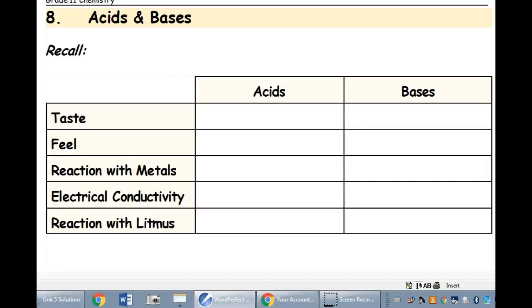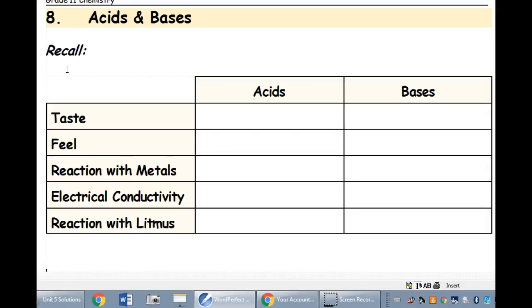So in today's lesson, we're going to be talking about acids and bases. I'm not sure how much you remember about acids and bases from grades 9 and 10 in the chemistry sections. So what I've done is I've constructed this table here. What I want you to do tonight, before you move on to watch the rest of the video, is a little bit of research on some of the differences between acids and bases.